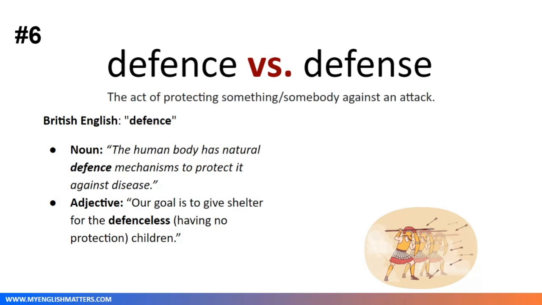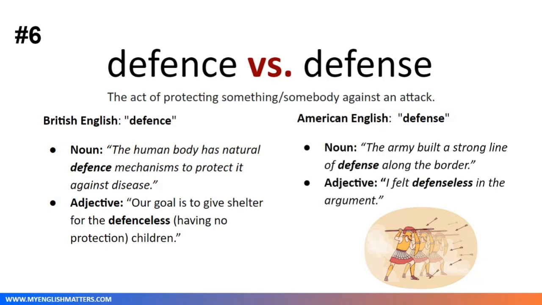Defenceless. So we're talking about children who have no shelter, no protection. Okay. In American English, they spell it like this, defense. Let's take a look at an example of a sentence where the word is used as a noun. The army built a strong line of defense along the border. As an adjective, I felt defenseless in argument. Defenseless.